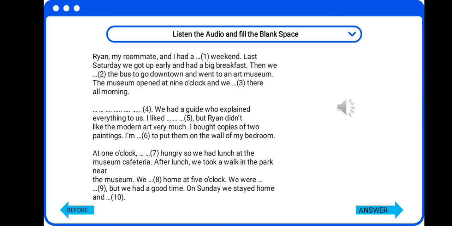I liked the art, but Ryan didn't like the modern art very much. I bought copies of 2 paintings. I'm going to put them on the wall of my bedroom. At 1 o'clock, we were hungry, so we had lunch at the museum cafeteria. After lunch, we took a walk in the park near the museum. We went home at 5 o'clock. We were very tired, but we had a good time. On Sunday, we stayed home and studied.